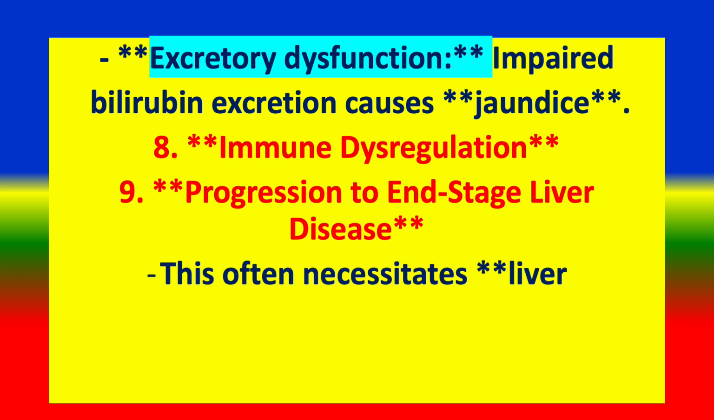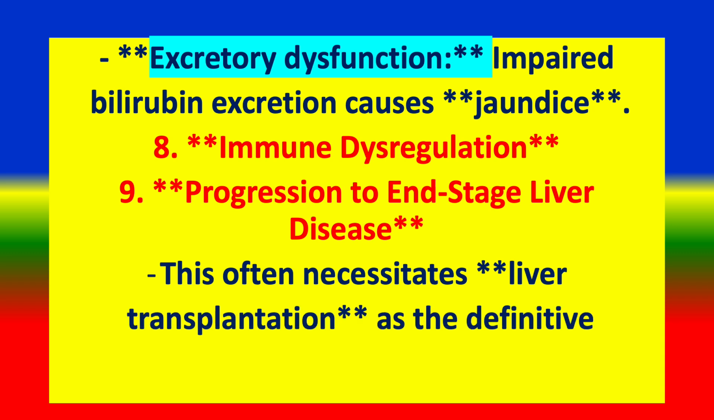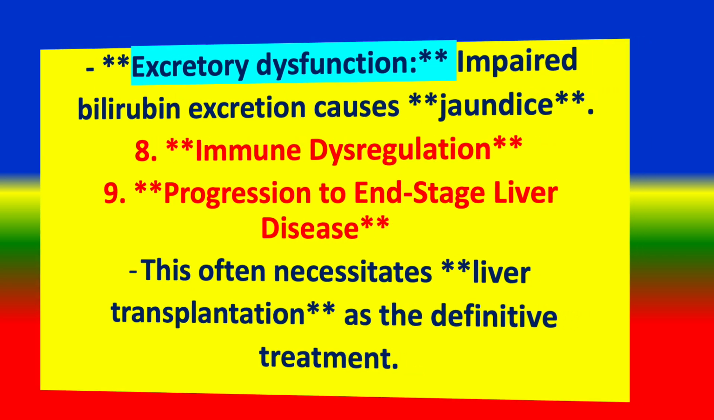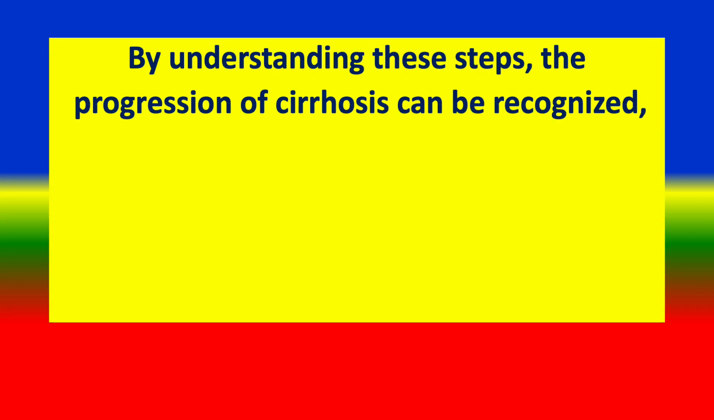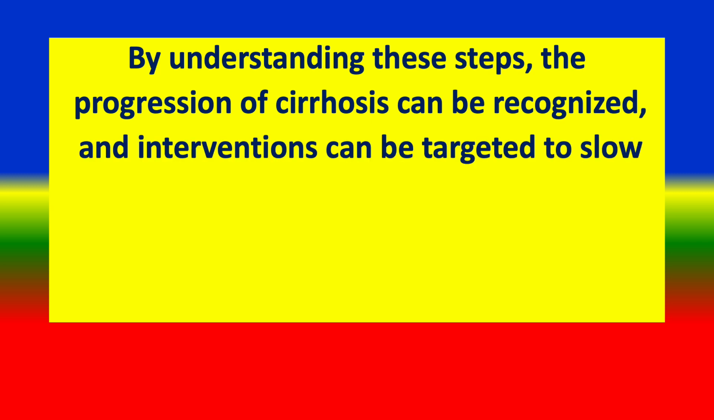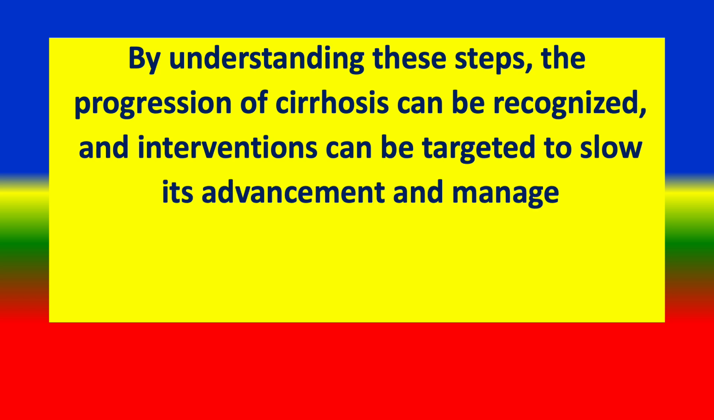This often necessitates liver transplantation as the definitive treatment. By understanding these steps, the progression of cirrhosis can be recognized and interventions can be targeted to slow its advancement and manage complications.